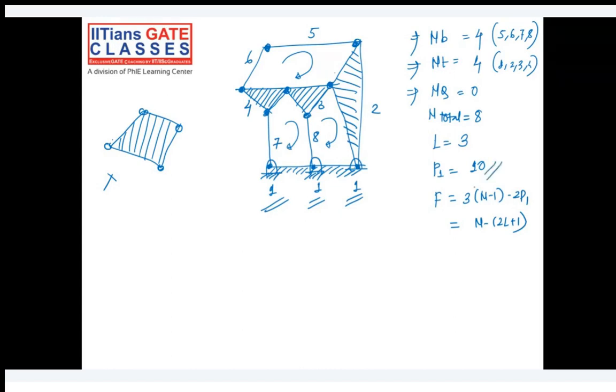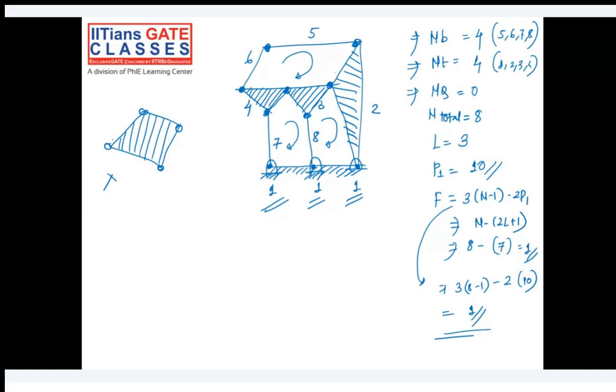Degrees of freedom, any of the formula you can use. Number of links are 8 minus loops are 3. 2 into 3 is 6 plus 1, that is 7, which is 1 degree of freedom. And if you want to use another formula, 3 times number of links, 8 minus 1 is 7, into 3 is 21, minus 2 times 10, which is 20. So again, you will end up with 1. Okay. So either of the formula will give you the same degree of freedom.